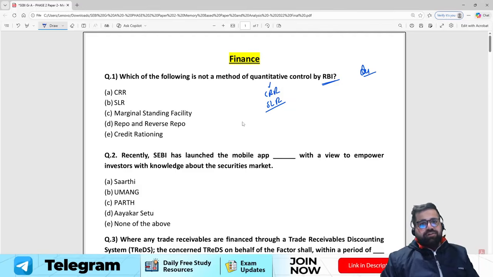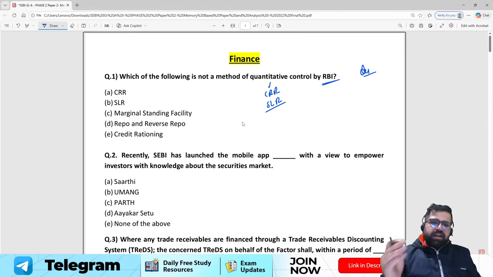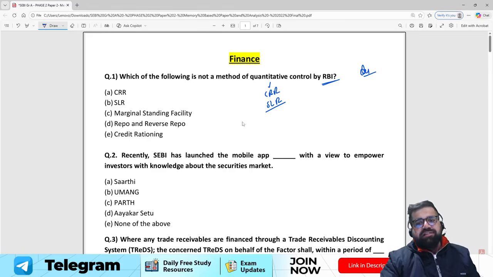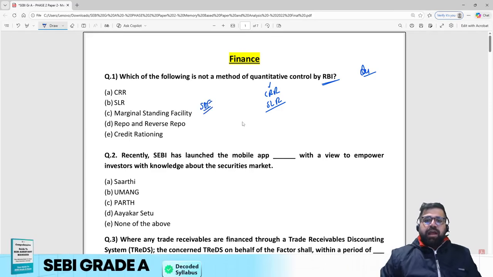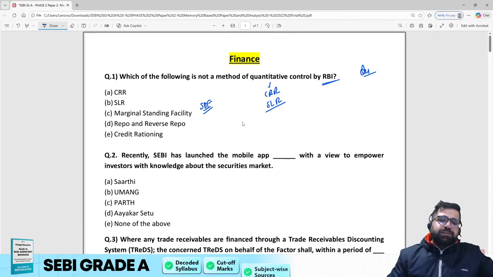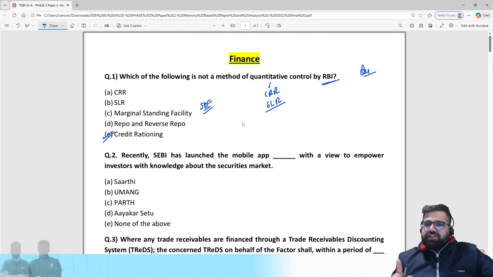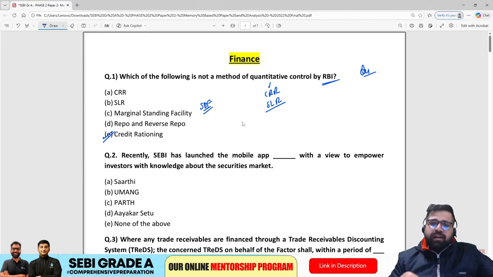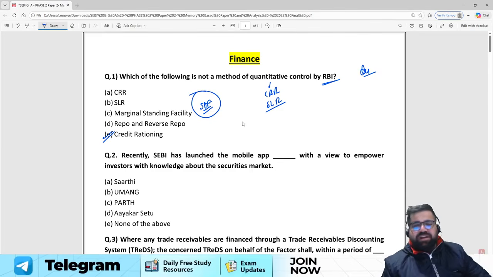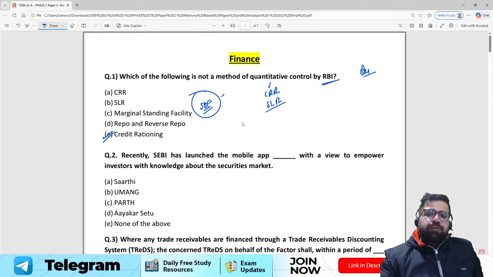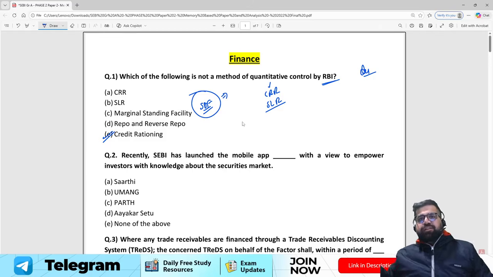So the straight away question is asked, which of the following is not a method of quantitative control by RBI? CRR, SLR, MSF, repo, reverse repo, they are. Likewise, they have also added SDF. And the correct answer over here will be option number E, which is credit rationing. Credit rationing is a qualitative measure and not a quantitative one. Right? Now, why have I written SDF? Because SDF was added just 1 year back, if I'm not wrong, or max 2 years back. So you should know the difference between SDF and reverse repo.